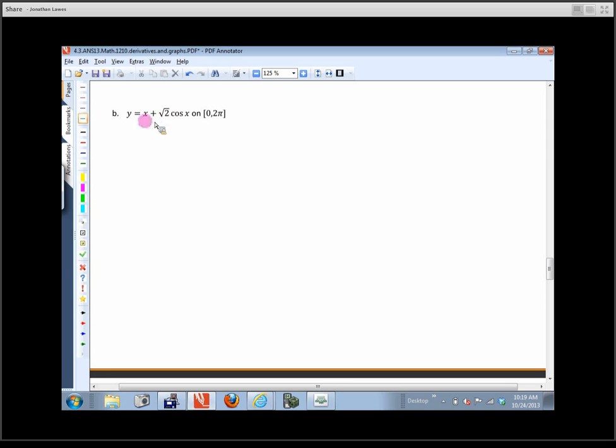And here's this darn trig stuff coming back at us. So again, I've got to find the derivative. So we're going to find y prime. That's going to be 1. This is going to be, well, let's see. Derivative of cosine of x is negative sine of x. So that's negative radical 2 sine of x.